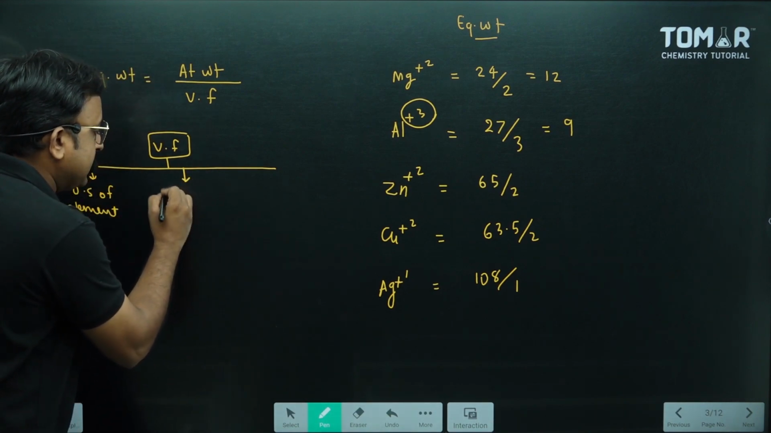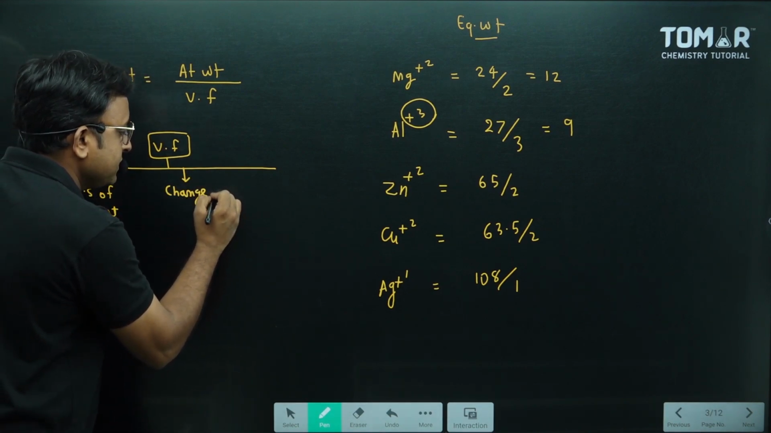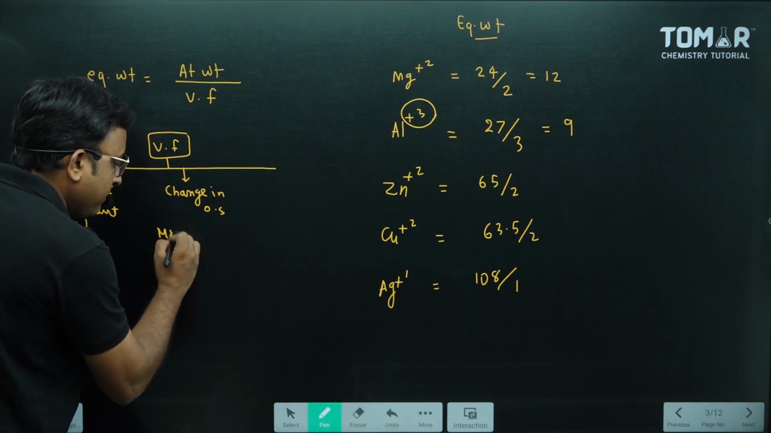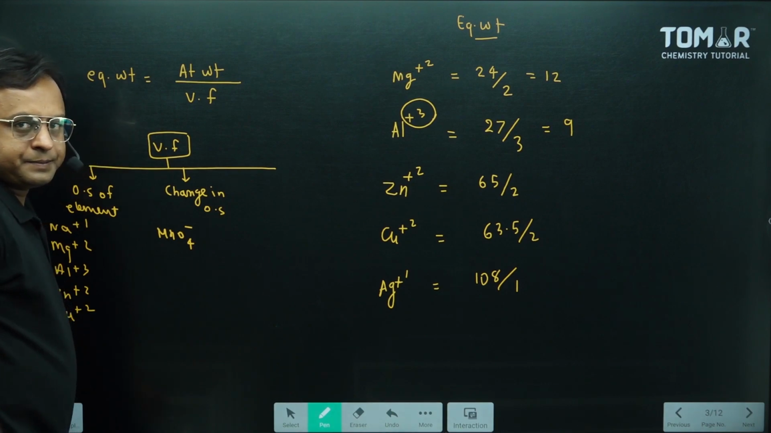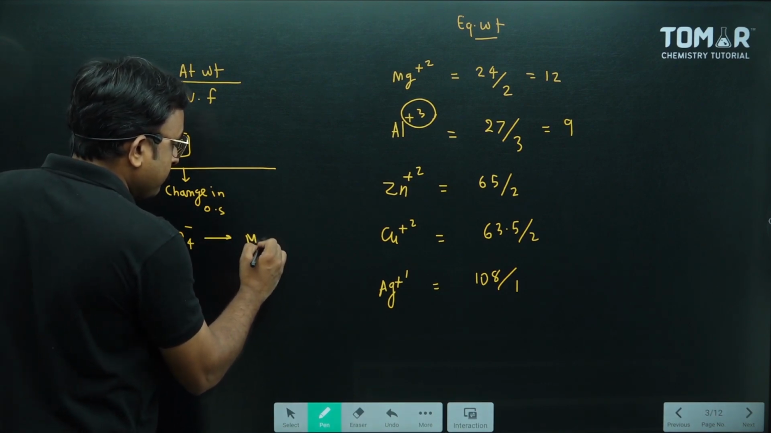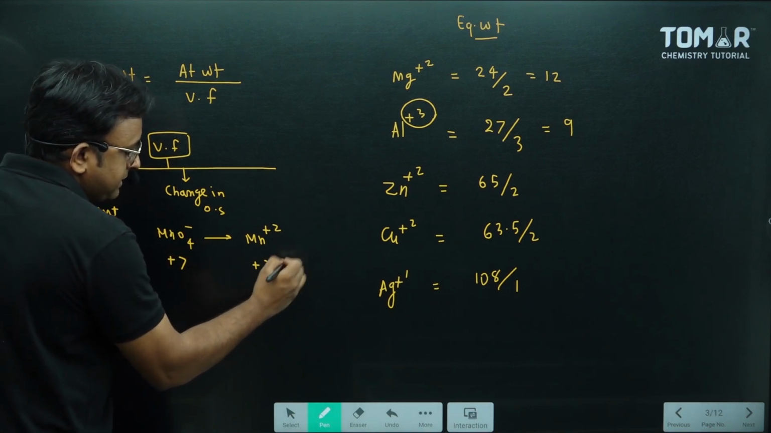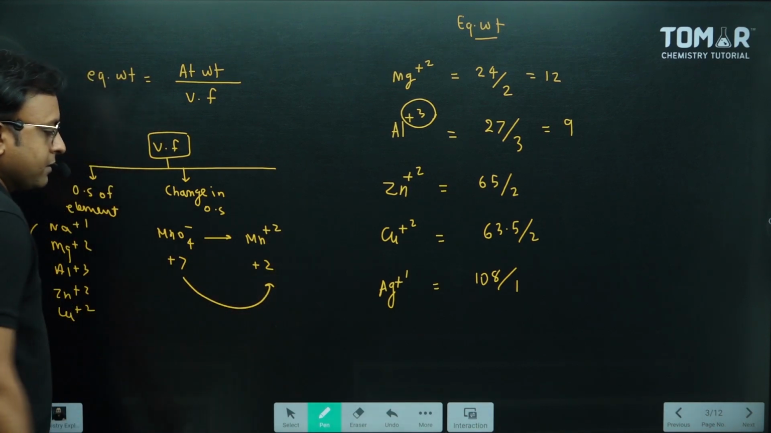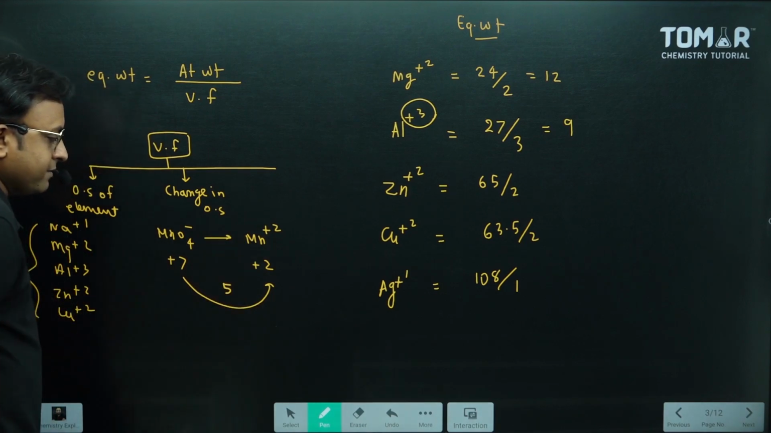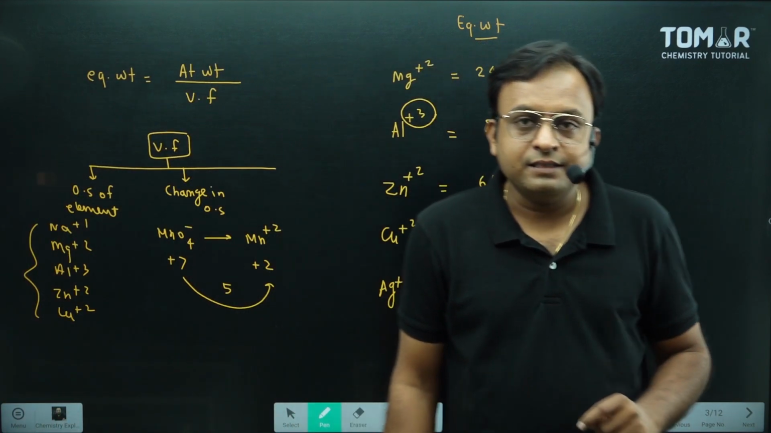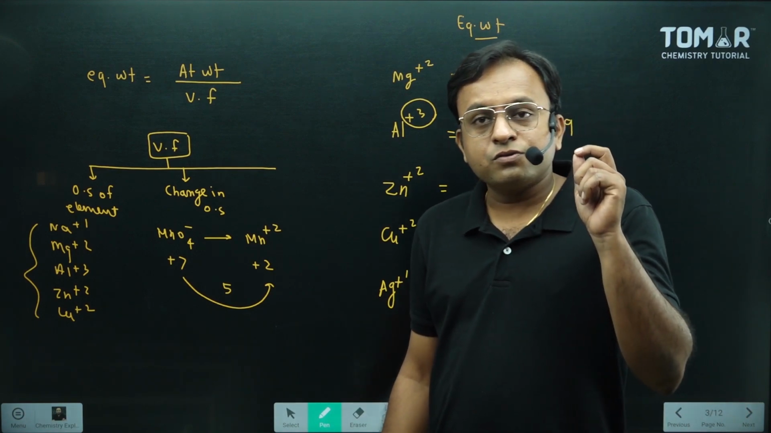Then, the change in oxidation state is also the valency factor. MnO4 minus, potassium permanganate in acidic medium, forms Mn plus 2. The oxidation state changes from plus 7 to plus 2. The difference in oxidation state is 5, and this change in oxidation state is also the valency factor.